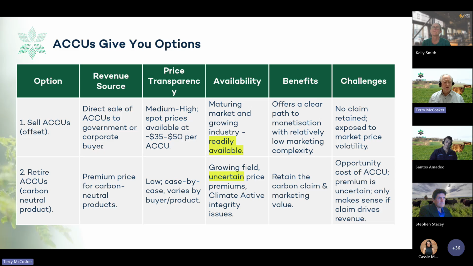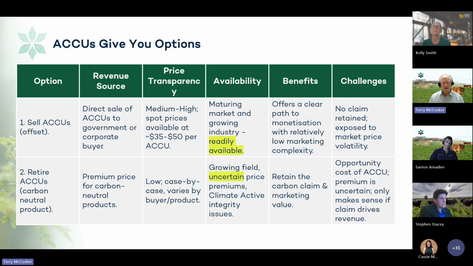Your second choice, again, if you've got ACCUs, is you can retire those ACCUs against your own emissions. So retiring means if I have a ton of emissions and I retire one carbon credit, then that emission is wiped out. So I could want to have a carbon neutral product, and there would be moral reasons why people want to do that. At this stage, there's certainly no economic reasons why you'd want to do it.